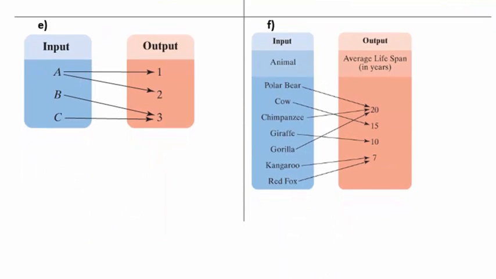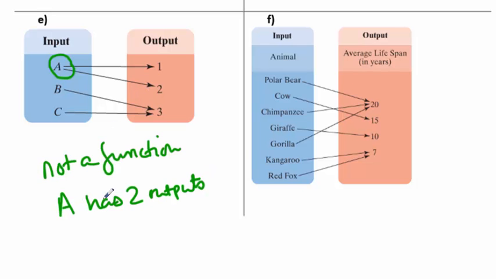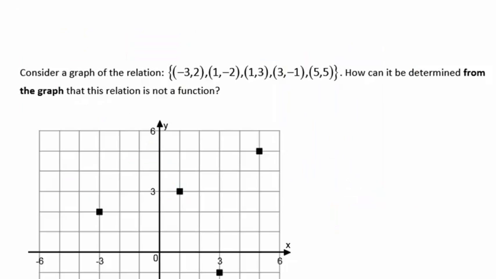Let's look at it in chart format. You can see in the input for part E, A is mapping to two different outputs, so this is not a function. So A repeats, or A has two outputs, another way of phrasing that. And then for part F, polar bear maps to 1, cow maps to 1. Each of these maps to just one output, so this one is a function. Let's go on to the next page.